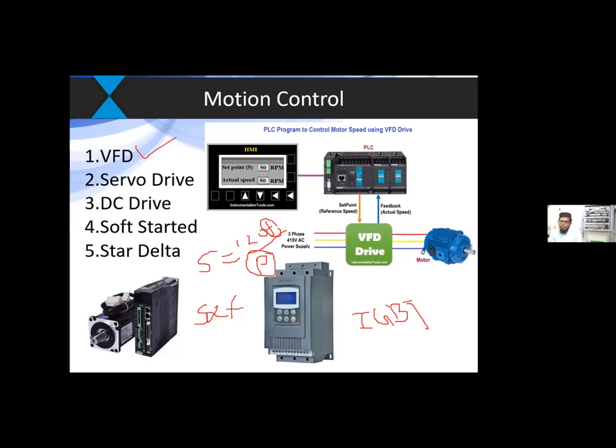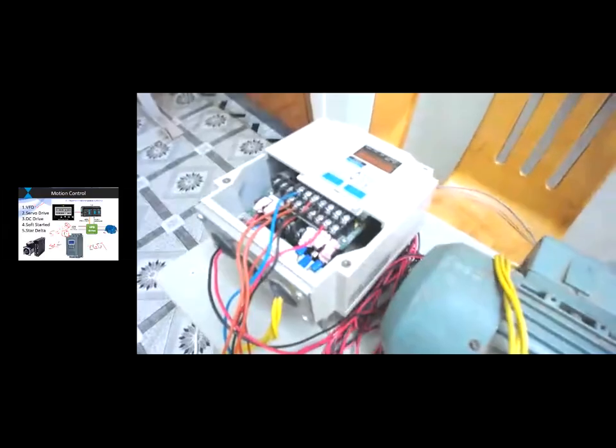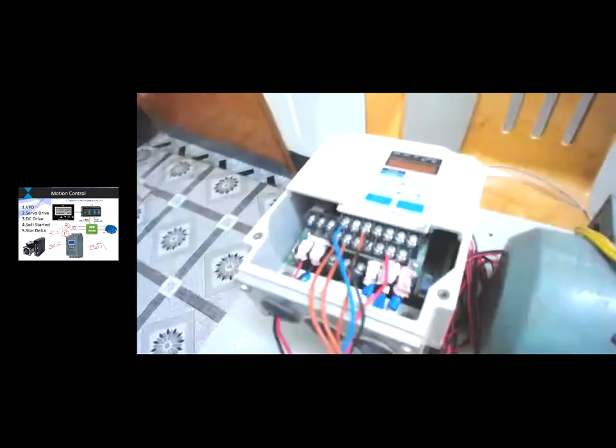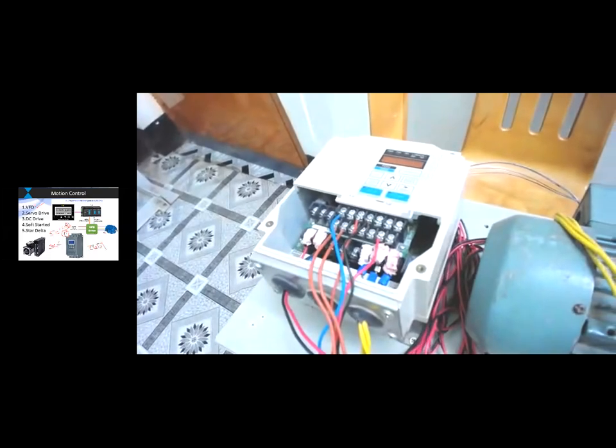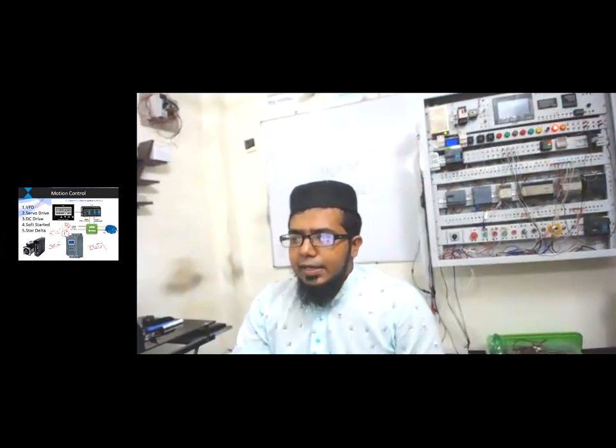Okay, I am showing you the VFD. This is the VFD and this is the motor. And this VFD can create around 0 to 400 hertz. And these are used in different industries. So VFD is used mainly to control the AC motor.